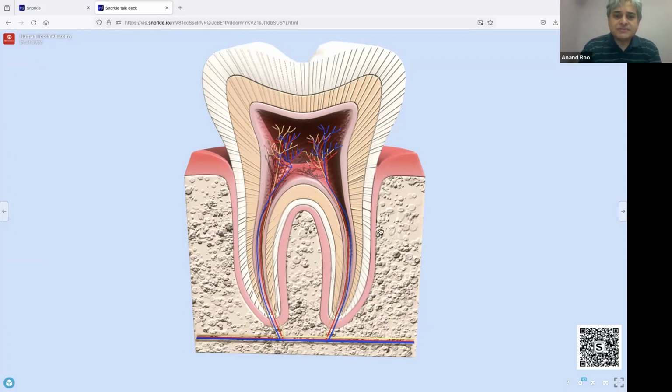As I was mentioning before, this is the gum tissue that surrounds your tooth. We call it gingiva, we call it periodontum. It has a number of different names. In between the gums and the tooth is a structure known as a ligament. Ligaments are features in your body that hold one type of body structure to another.